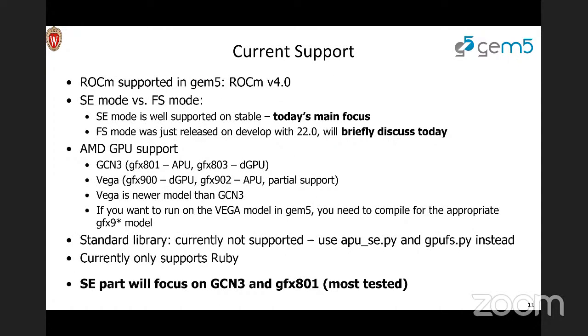So right now, in SE mode, we support ROCm version 4.0, and that is well supported on stable. So if you run either stable or develop, running SE mode with GPU should work well. If you want to run full system mode or FS mode, we just released that starting with version 22.0. At the end of my talk today, I will give a brief primer on how to use that. But there are some key differences between them, which I'll touch on at that point. In terms of the actual GPUs that we support, right now we support GCN3, which we run GFX 801 and 803.